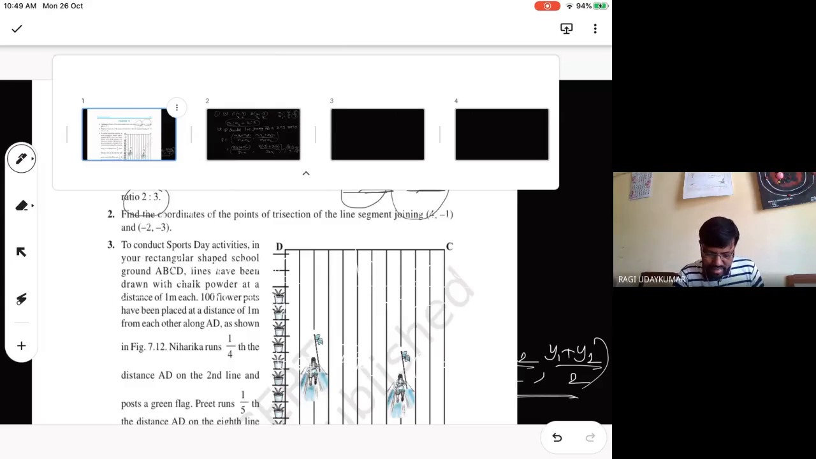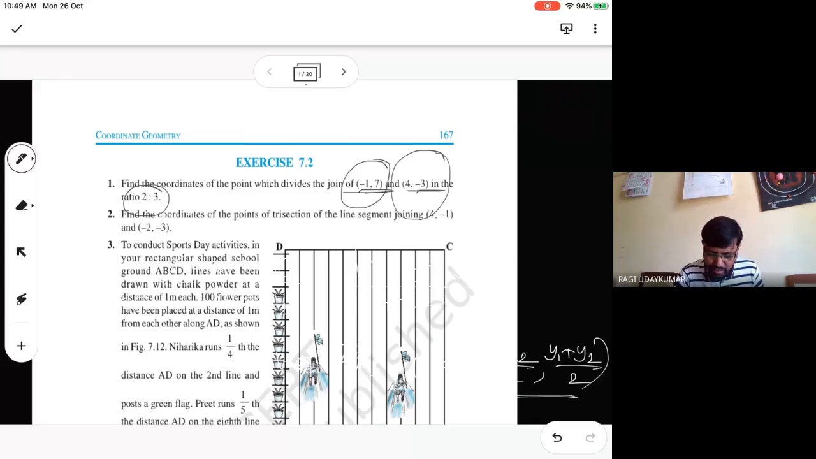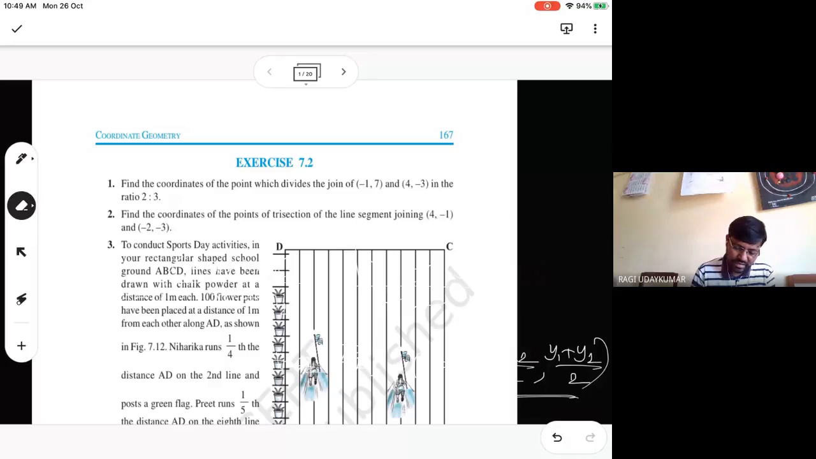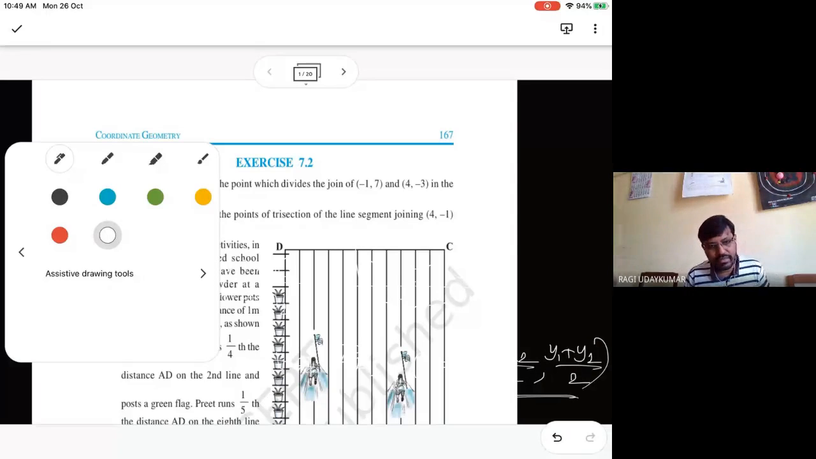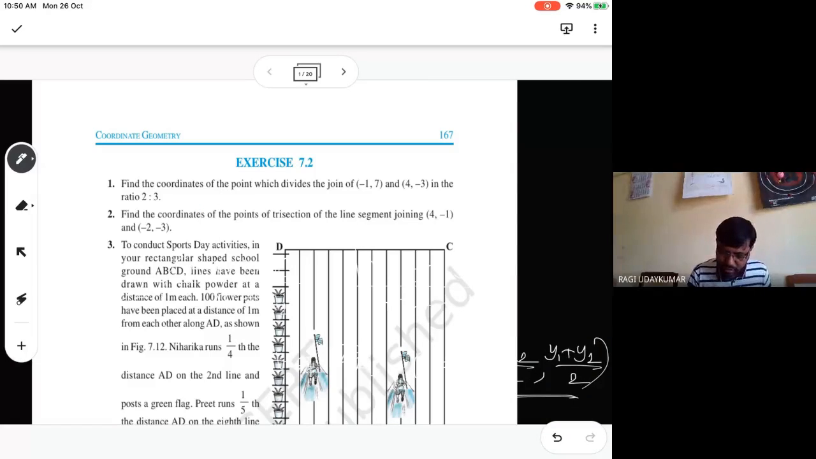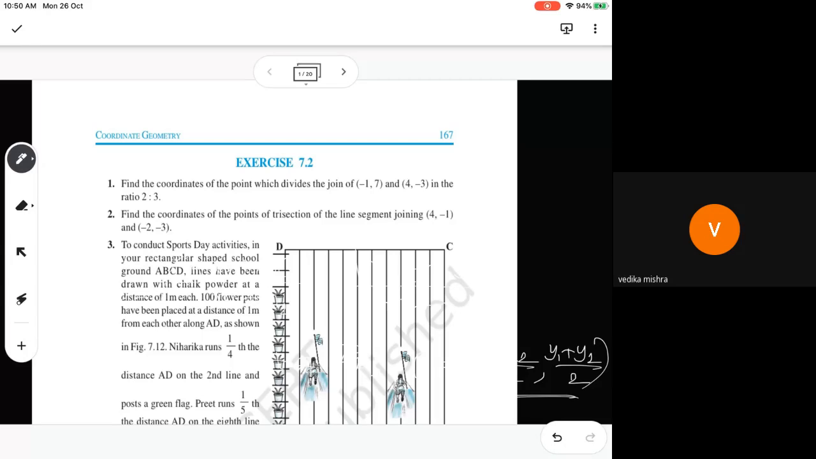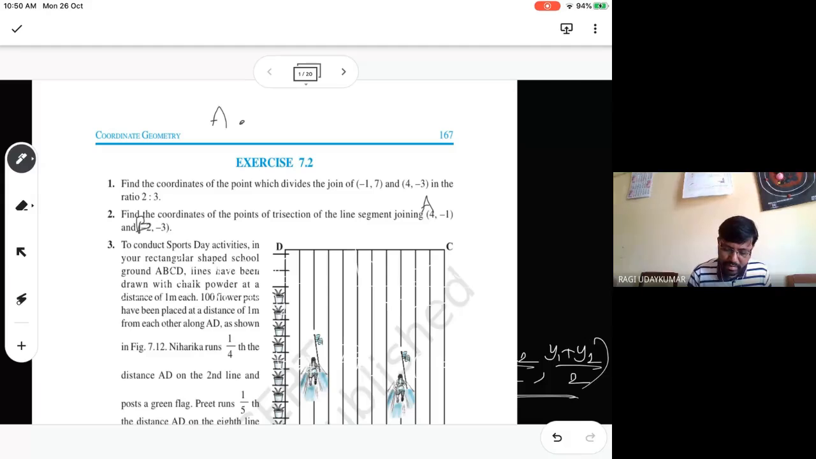Like this, the remaining problems. Second problem: find the coordinates of the point of trisection of the line segment joining the two points. What is meant by trisection? Tri means 3, and section is nothing but equal part. Suppose the first point is A and the second point is B. The points that divide the line joining these two points into 3 equal parts, we have to find. So there are 2 trisection points.